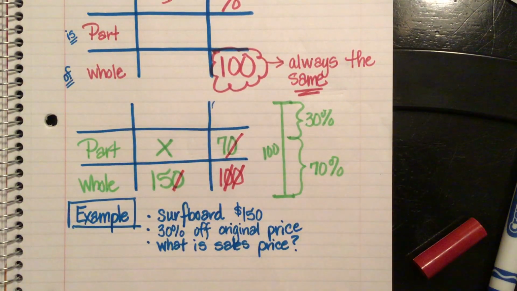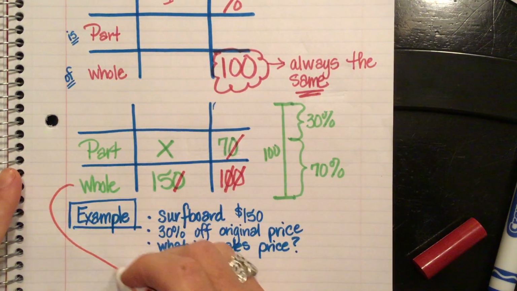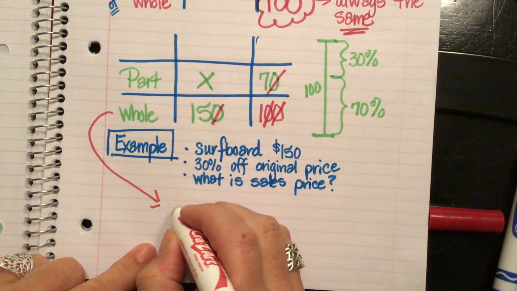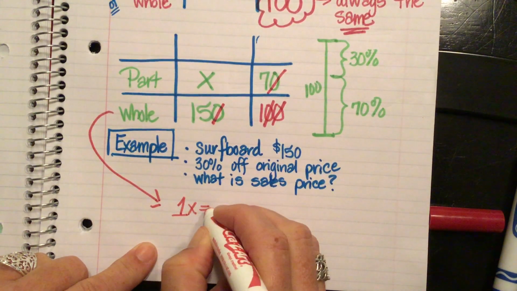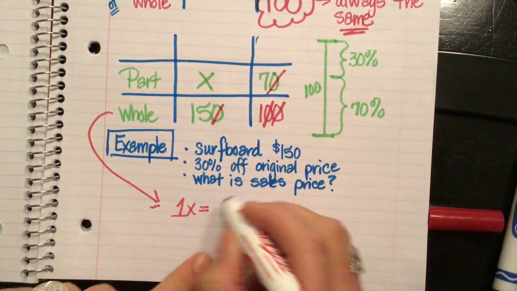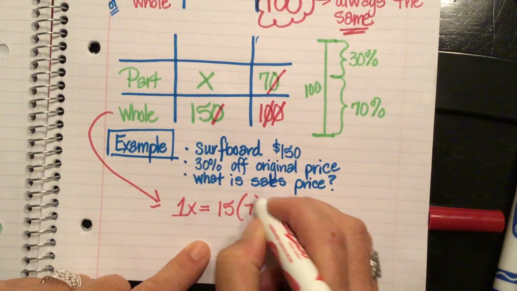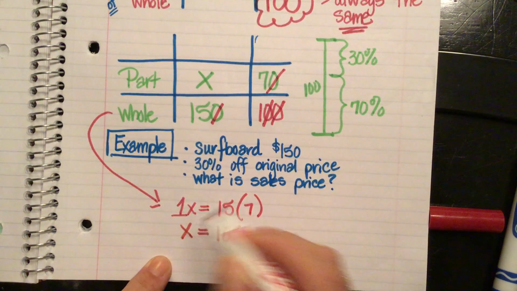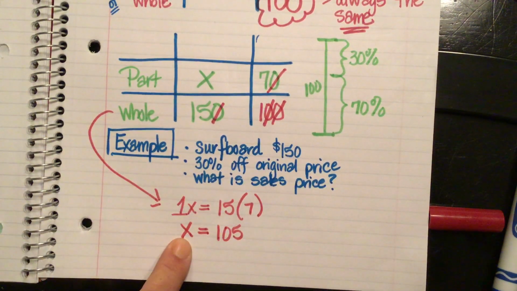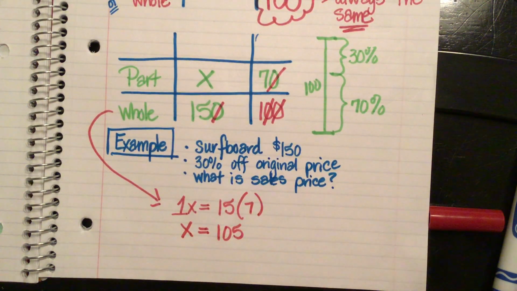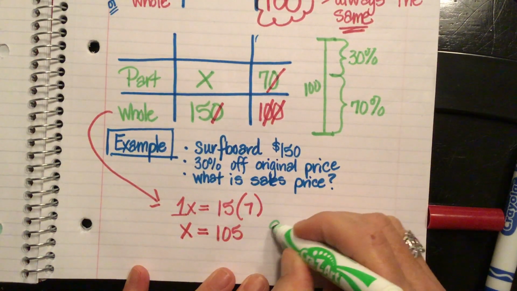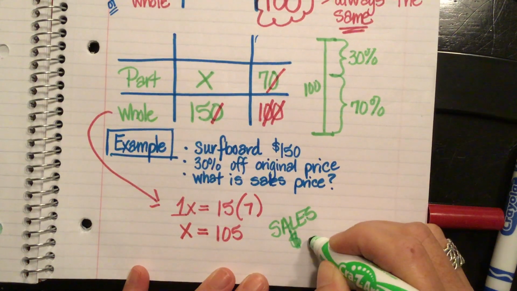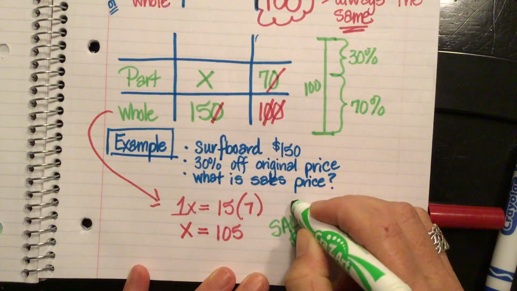Okay, so now I'm just cross multiplying, and I'm going to do the work down here. x times 1 would be 1x, which is equal to 15 times 7. And that equals, I'll do the fast math, 105. And I do not have to leave that 1 in front of the x. So, easy, my sales price is $105.